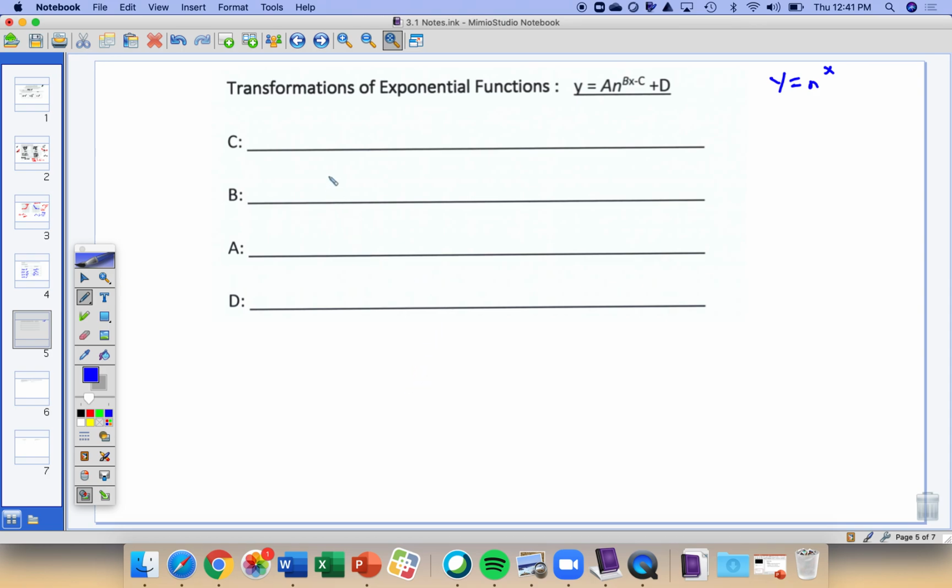So C, what does C do? Well, C shifts the graph left and right. So this will shift the graph left or right, depending on what C is.